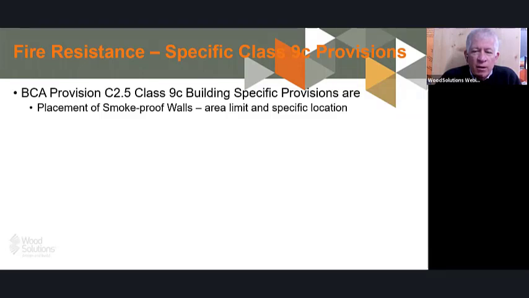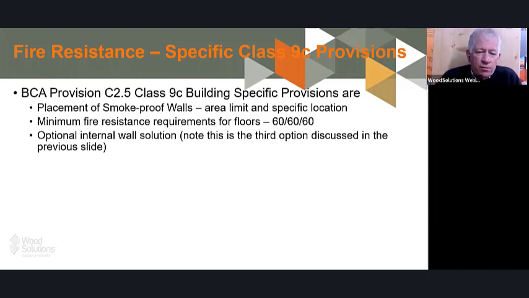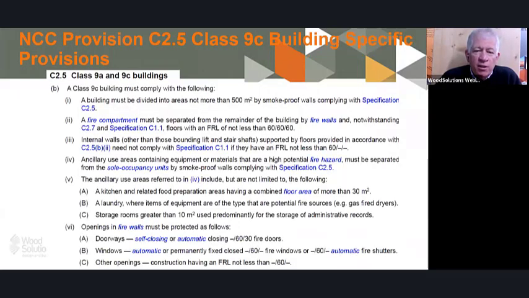So if there's a requirement within the provision, that takes precedence over the requirements within specification C1.1. So it has additional requirements of smoke-proof walls with area limitations, minimum fire resistance of 60 minutes for floors, and optional internal wall solutions. And this is the third option. What we're talking about is that if you use that option, you can utilise a different solution. So just remember, the specific provisions take precedence over specifications. And just have a look at the words within the NCC.